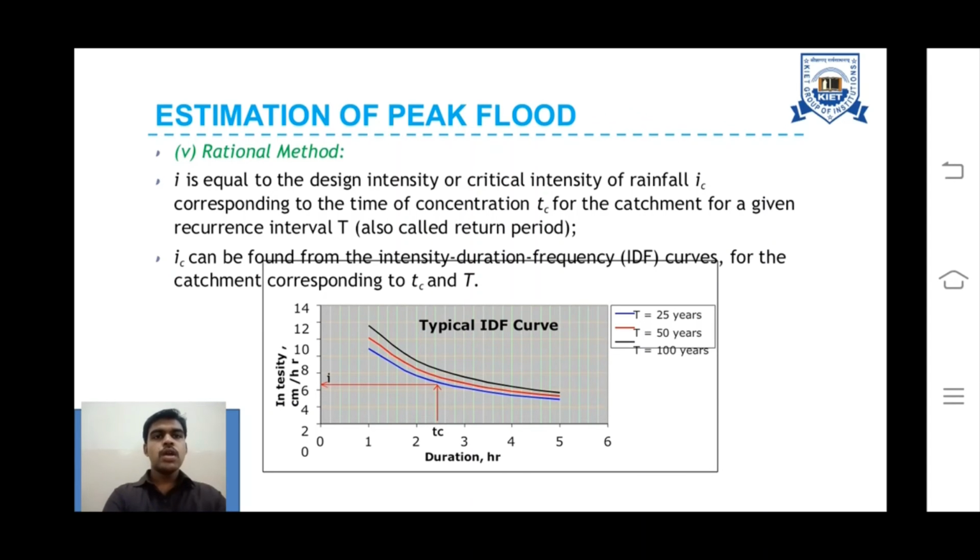IC can be found from the intensity duration curves. Typical intensity duration curves were highlighted in the graphs. Depending upon this duration as well as the intensity, along with the time period T for 25 years, 50 years, 100 years, the estimation of peak floods is happening with the help of this rational method.